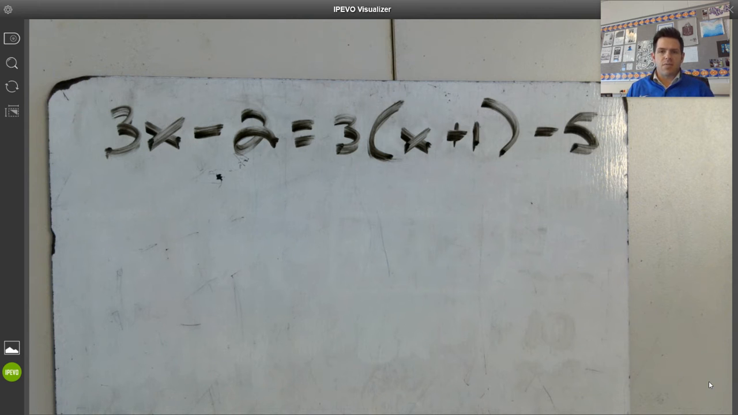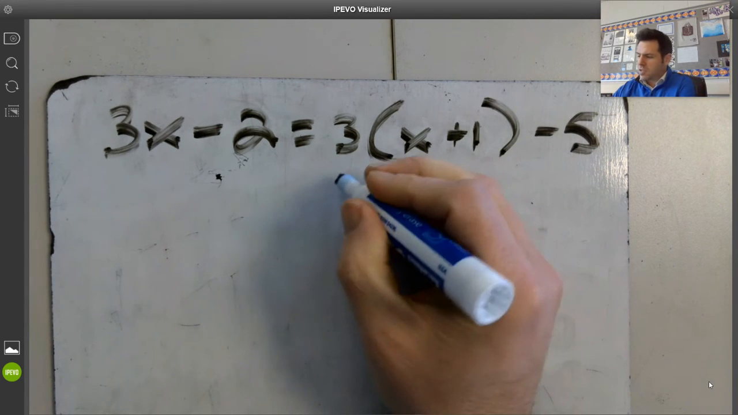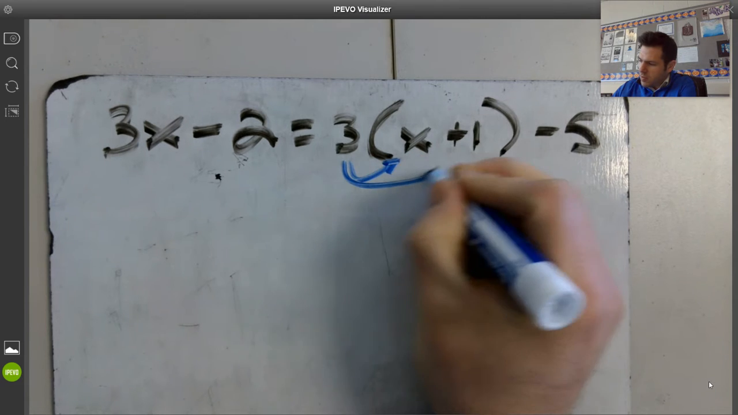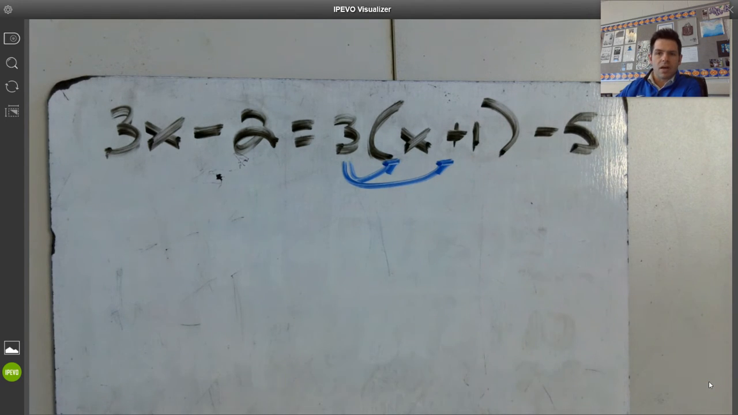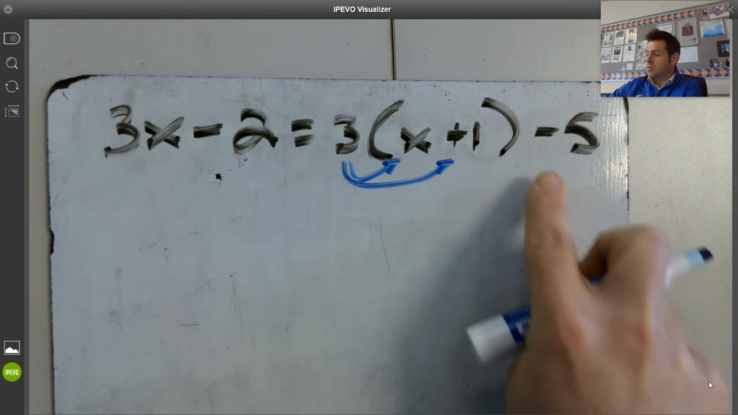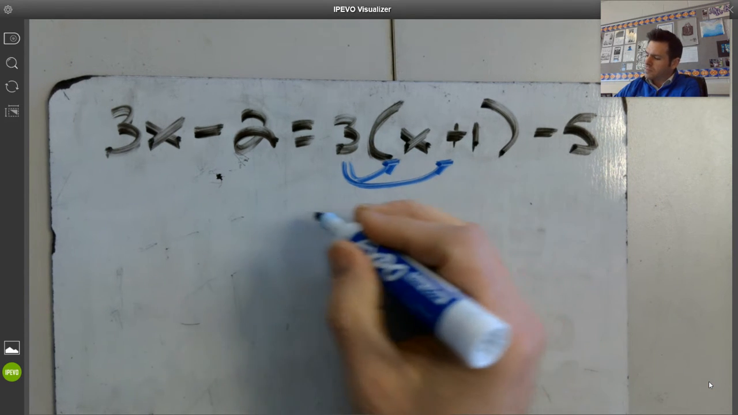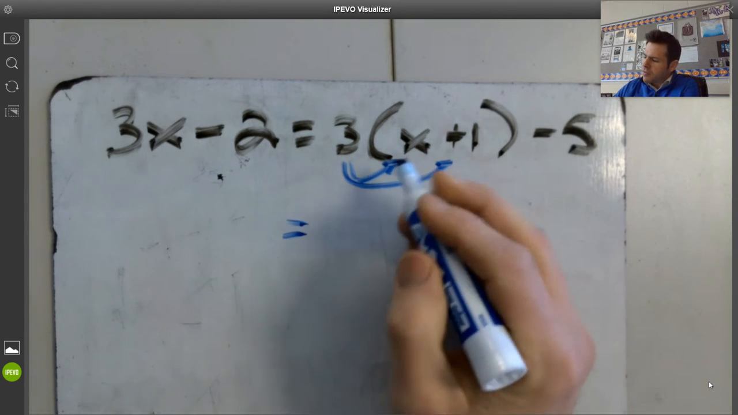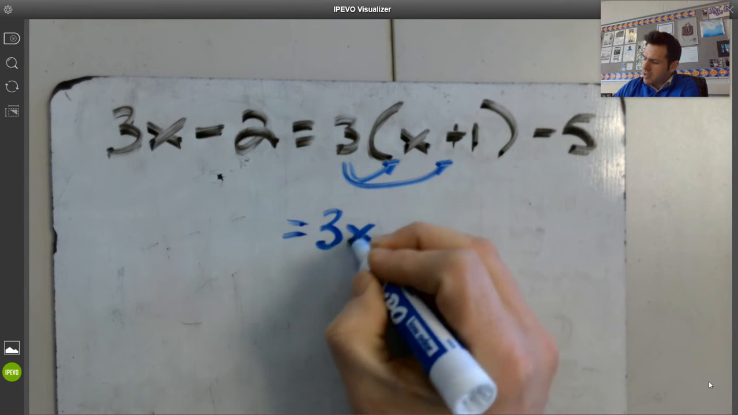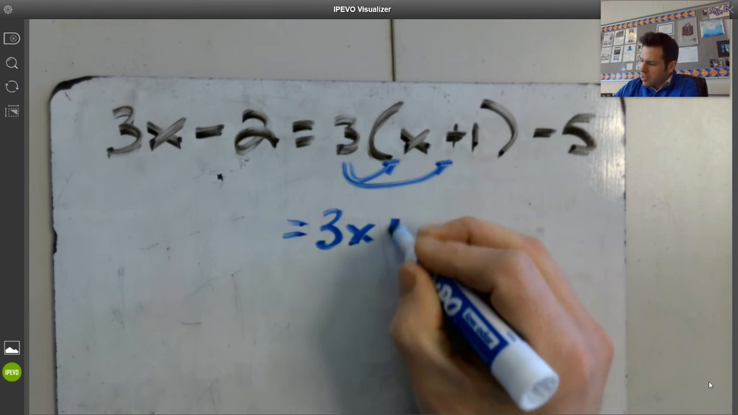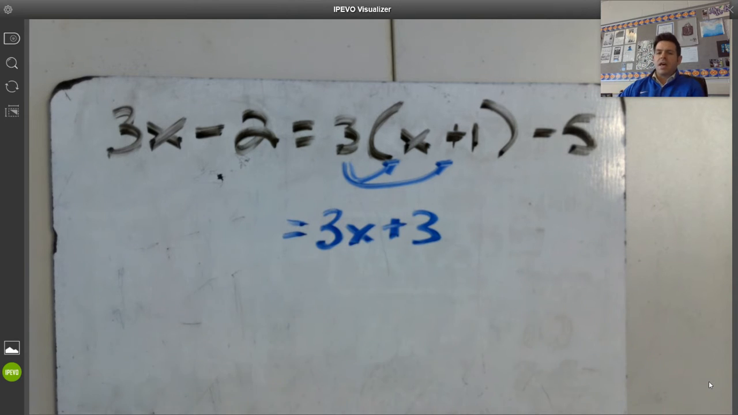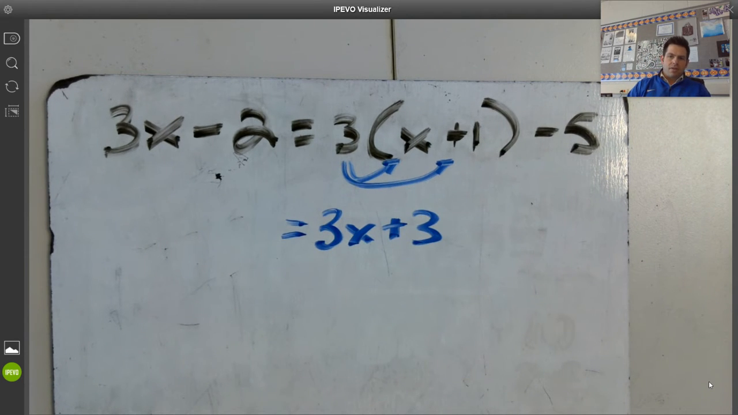First thing that stands out to me right from the get-go is the fact that I have a little bit of distribution to do with that parentheses there and the x plus 1 inside of it. So I'm going to take care of that first. Remember, when I distribute, I'm only going to distribute here to the items inside of the parentheses. So there's this minus 5 on the back end. We're just going to let that hang out for a little bit. I distribute 3 times x is 3x, and 3 times 1 is 3. Not terrible right there.